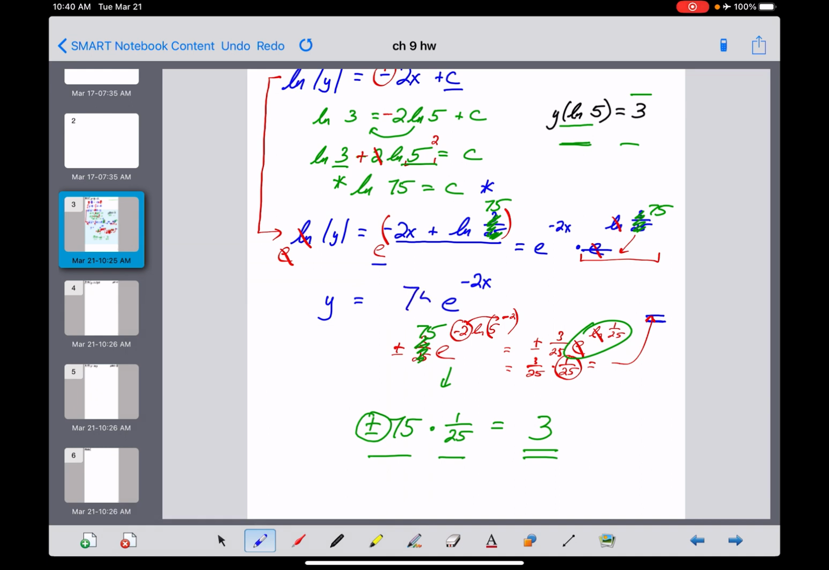So this one right here, y equals positive 75 e to the negative 2x, looks like it's going to be our solution here for problem number 31. Sorry for the hiccup there, everybody. Don't make that mistake when you do it.